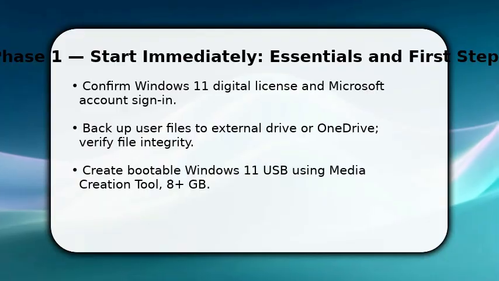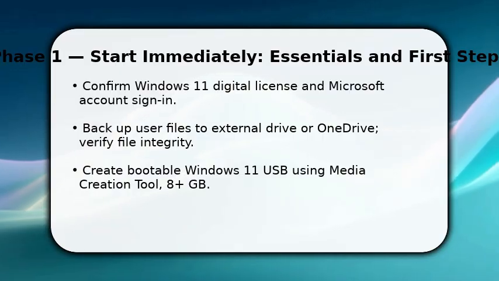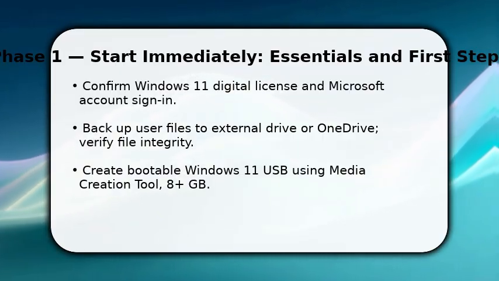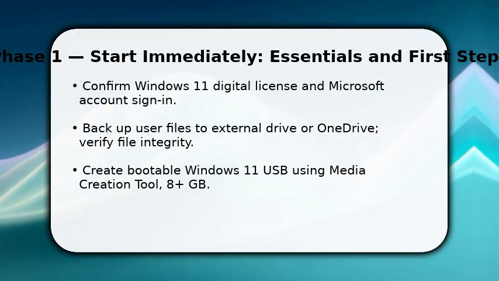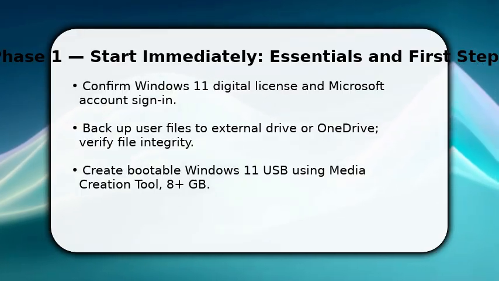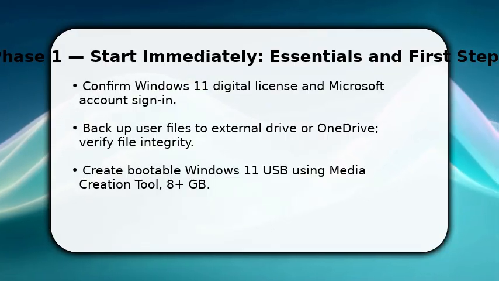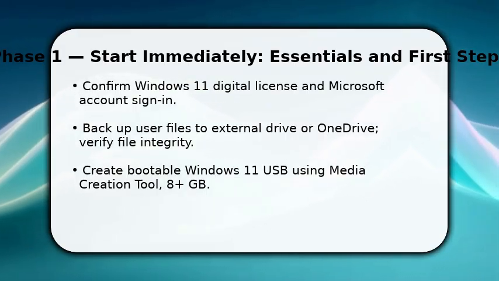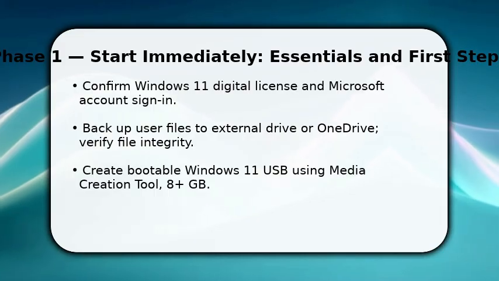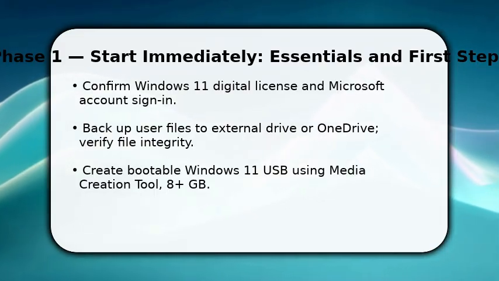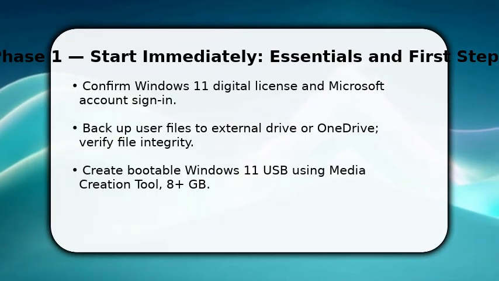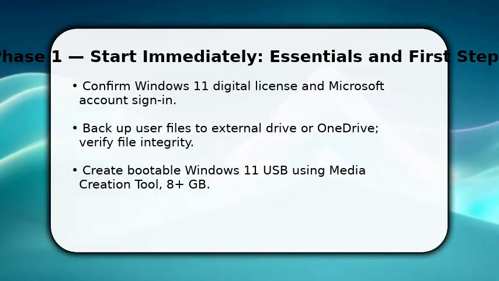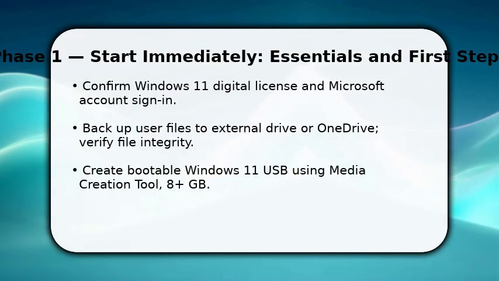Enjoy the video. You start by confirming your Windows 11 digital license and that you're signed into your Microsoft account because activation matters later. Next, back up personal files to an external drive or OneDrive and verify a few sample files. This prevents surprises. Once done, create a bootable Windows 11 USB with the Media Creation tool on an 8+ GB stick. Make sure the download finishes and the tool reports success.